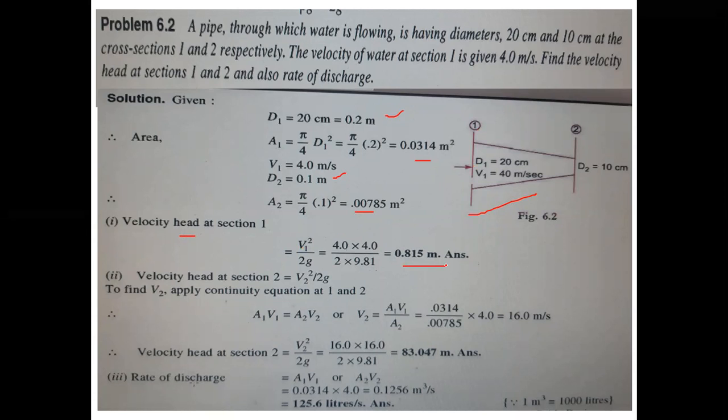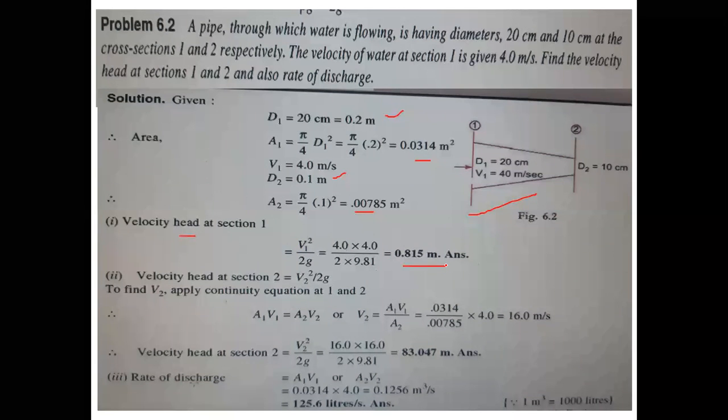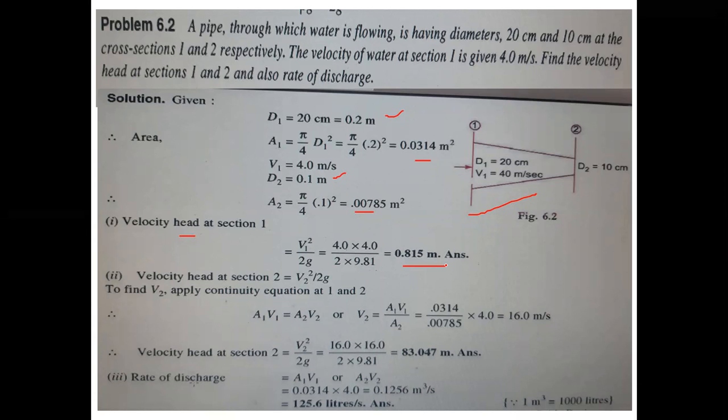Good. Next, the velocity head at section 2, the same formula, V square by 2G. To find V2, we don't know the value of V2. So in order to find V2, we have to go to the continuity equation. A1 V1 is equal to A2 V2. We know A1, we know A2, we know V1. Now V2 is equal to A1 V1 by A2, that is equal to 16 meters per second.